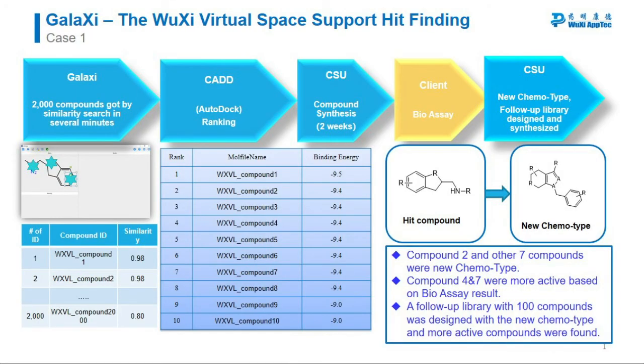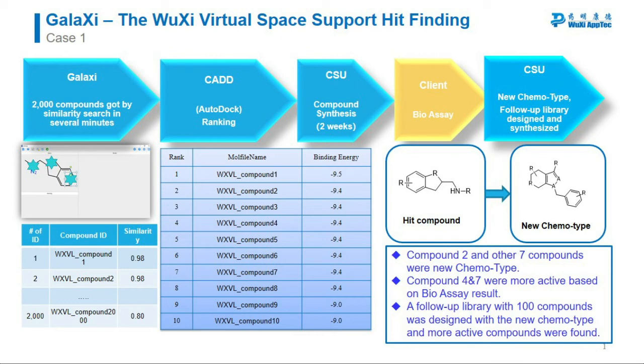Here is another example. Our client, using our GalaXi, had a hit compound here. By similarity search, they got 2,000 hit compounds, and we can do the docking and ranking for our clients. They selected around a dozen compounds for synthesis. We can deliver compounds within 2 weeks, and then the client ran the biology assay. We got around 8 compounds which are new chemotypes, and there are also 2 compounds that are more active than even the hit compound.